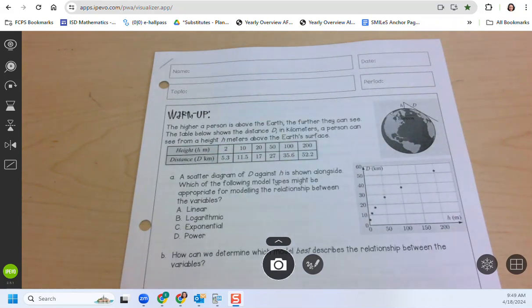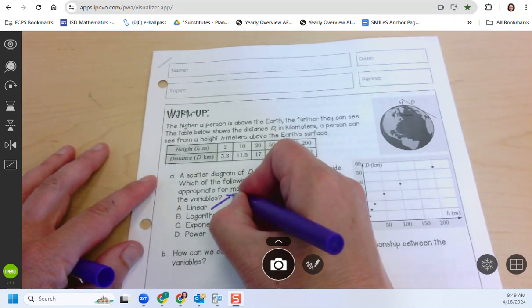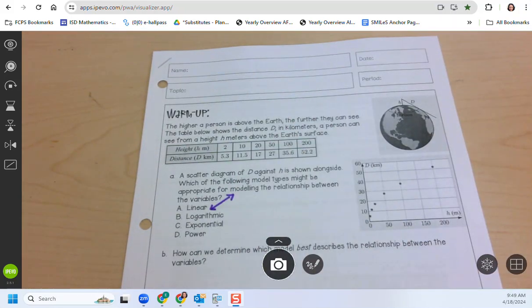No. So we know a linear is a straight line, right? So if you didn't know that, or if you just maybe weren't 100% sure about that, draw a picture. Linear. Is it logarithmic?